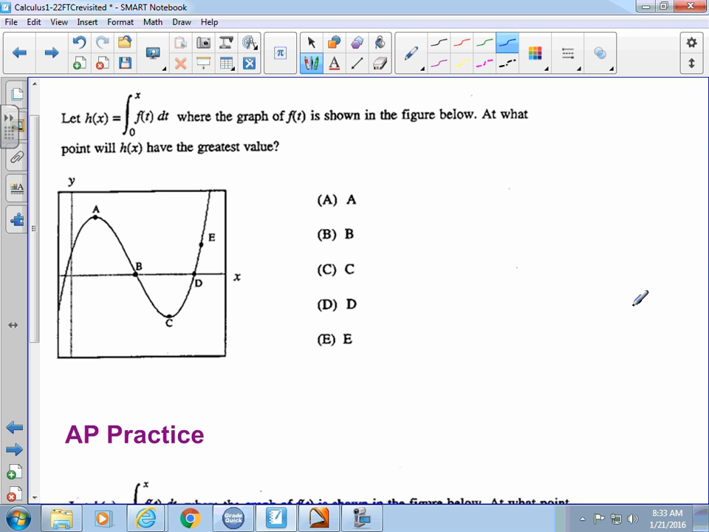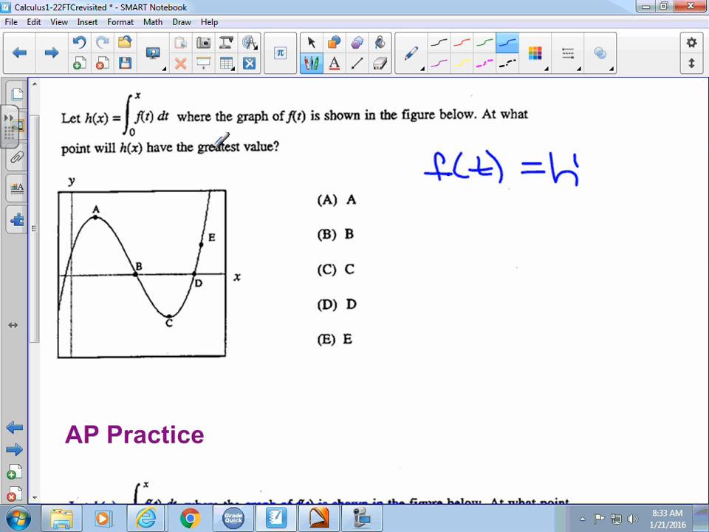H prime. Does everyone agree with that? F of t is h prime. How do you know? Antiderivative of that thing, so that thing must be the derivative of h.